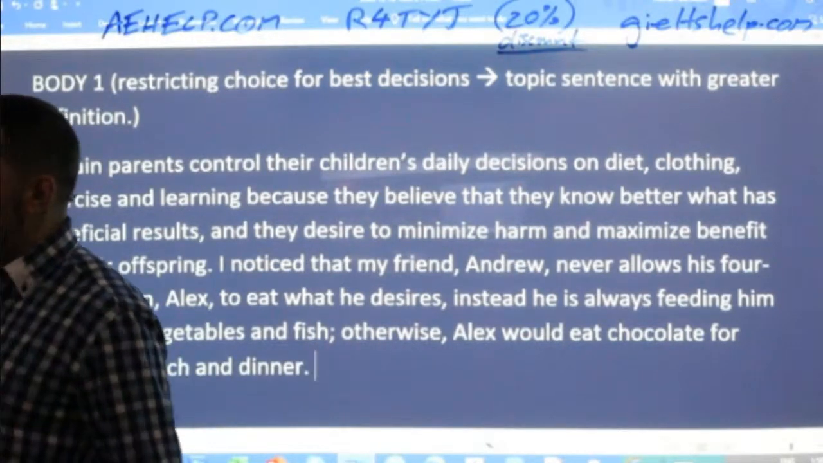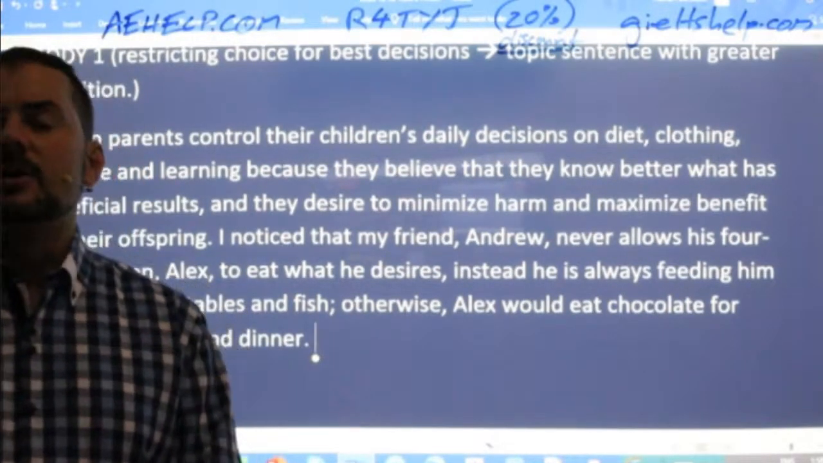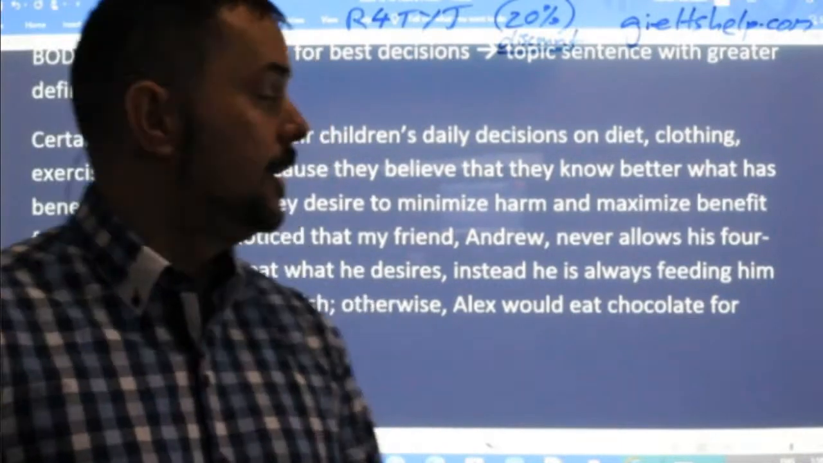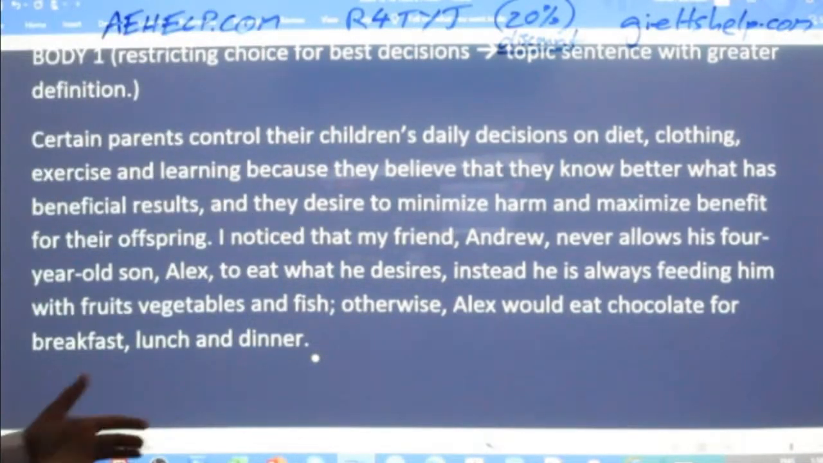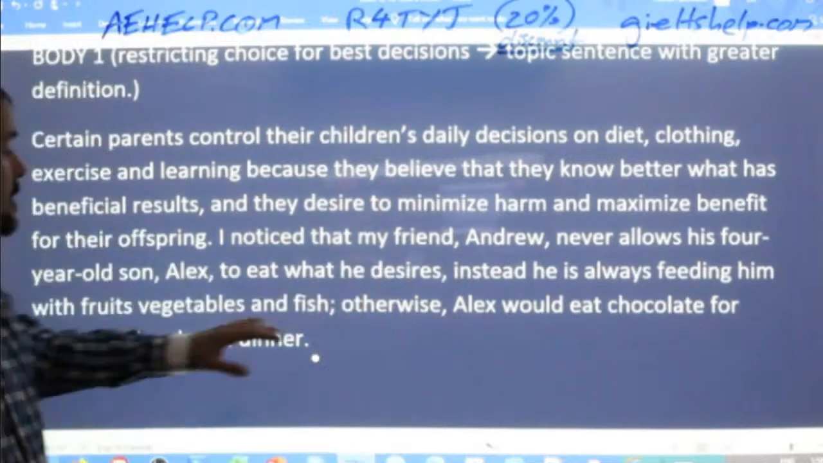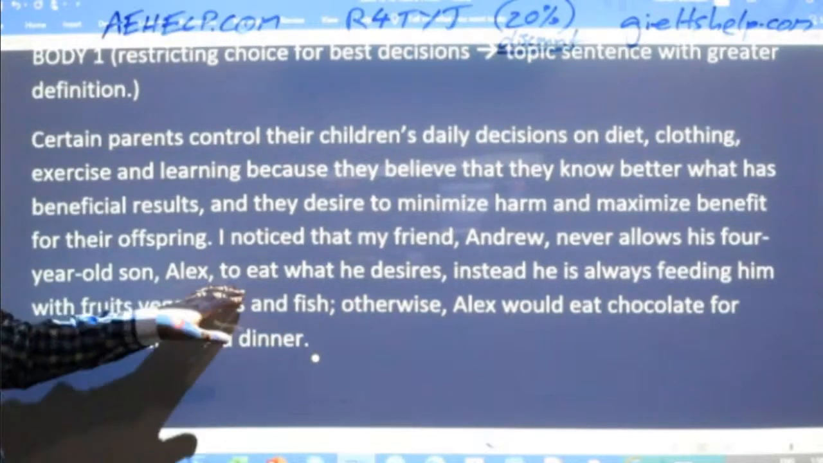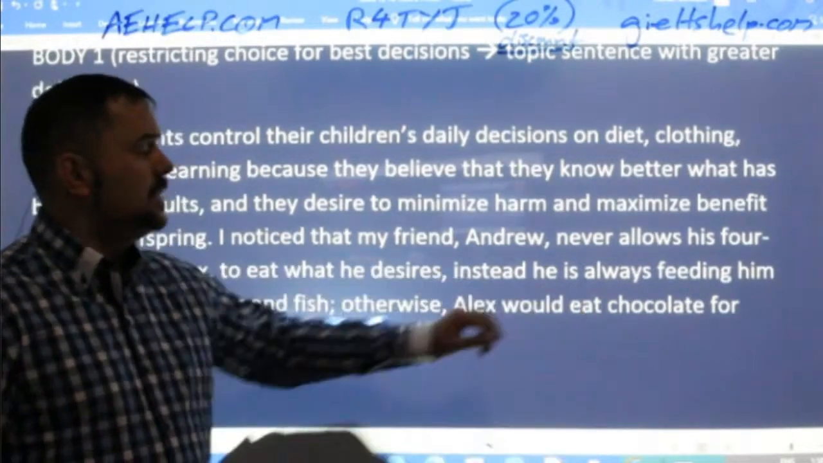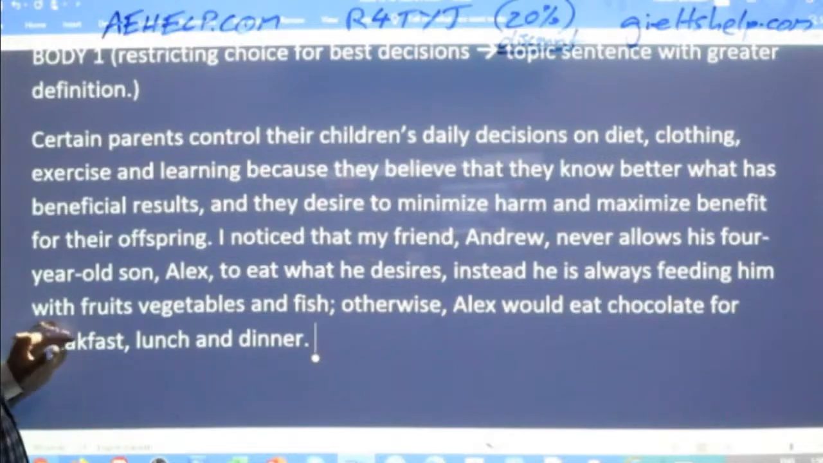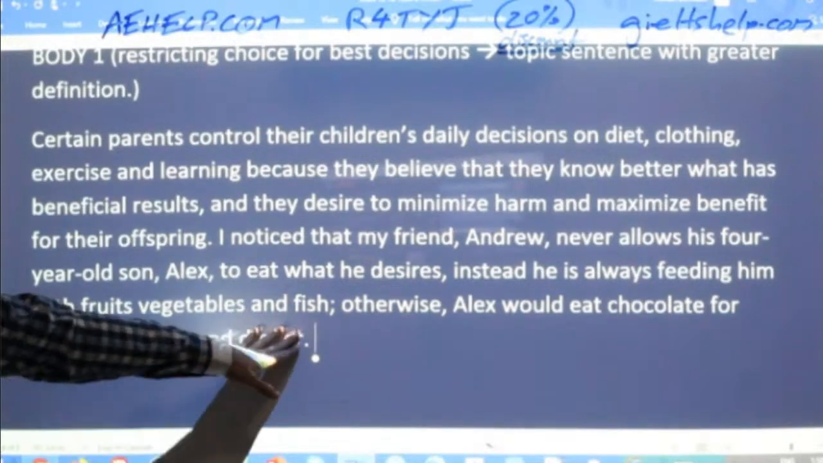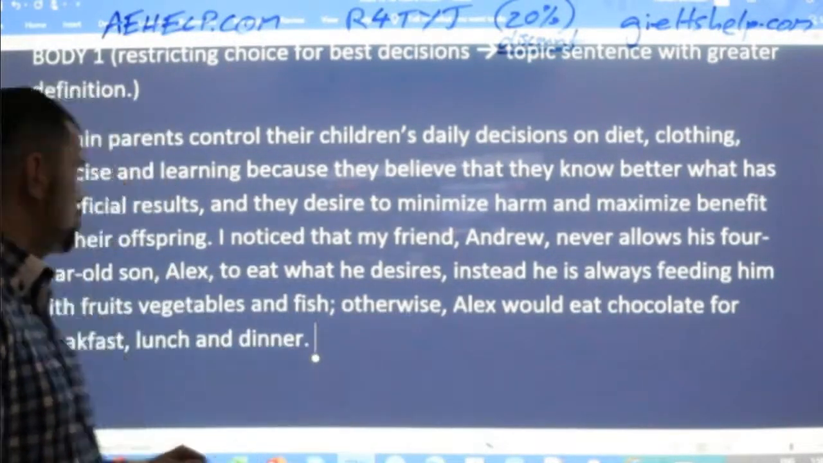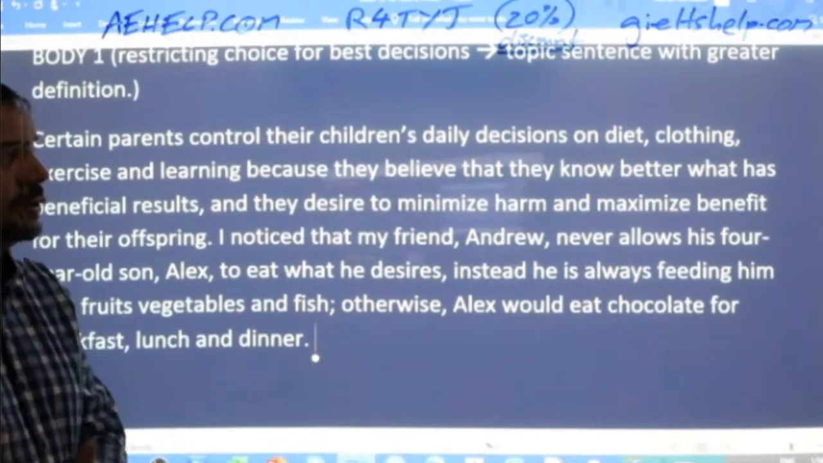Okay, so I'm going to use your response there, Ferdows, for my example. So I noticed that my friend Andrew never allows his four-year-old son Alex to eat what he desires. Instead, he is always feeding him with fruits, vegetables, and fish. Otherwise, Alex would eat chocolate for breakfast, lunch, and dinner. Okay.